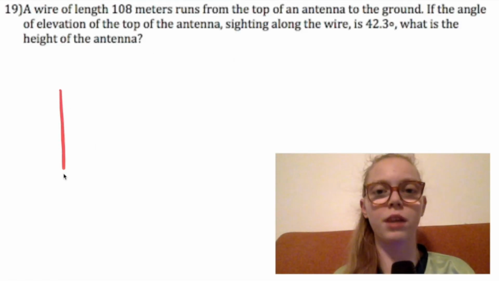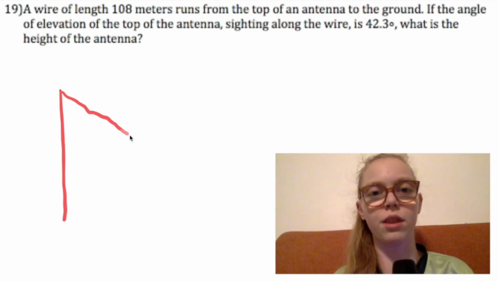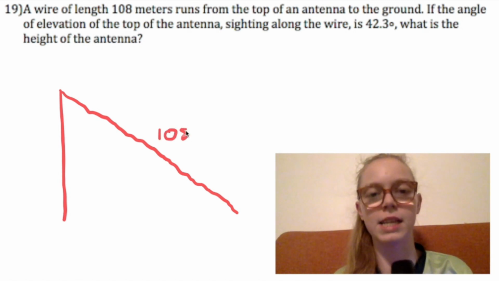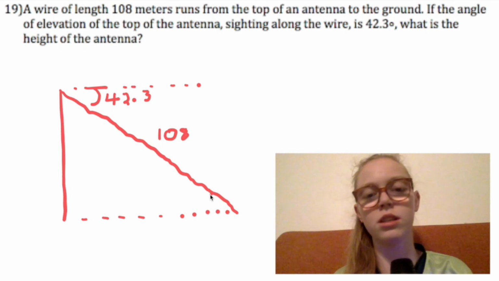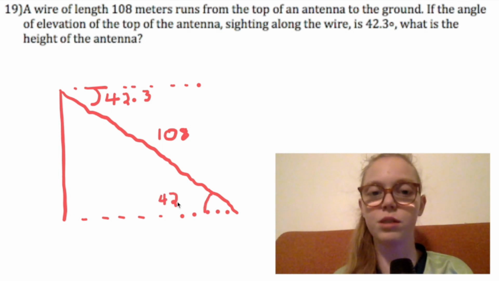So first we draw the antenna, and then we're going to draw the wire. The wire is obviously 108 meters. It says that in the question. And the angle of elevation on top of the antenna setting along the wire is 42.3. Since these are parallel lines, that is going to be 42.3 inside the triangle as well.